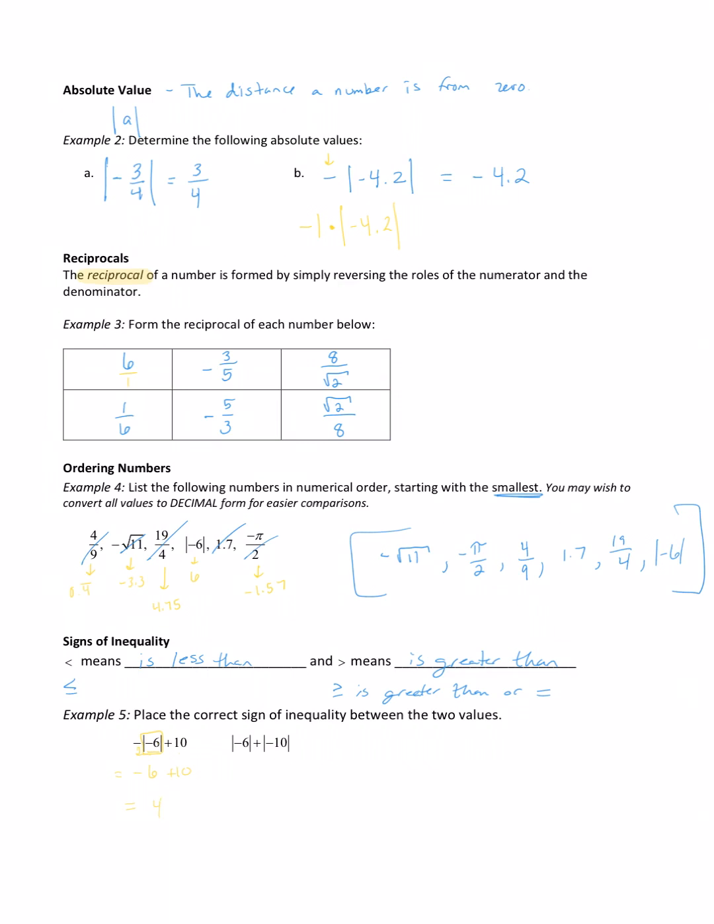On the right-hand side, what would this simplify to? Right, this would give us a 16 because the absolute value of negative 6 is positive 6 plus the absolute value of negative 10 is positive 10. 4 is less than 16, so therefore, this would be the correct sign of inequality.